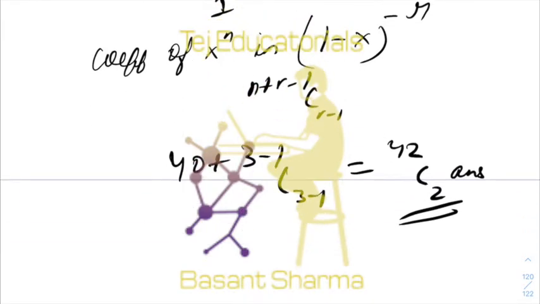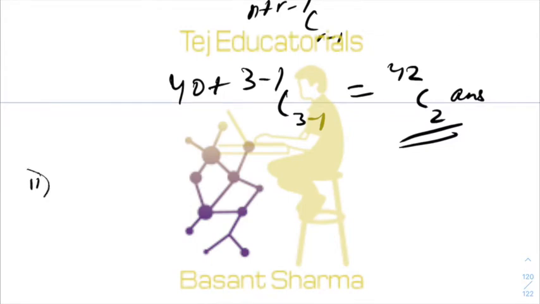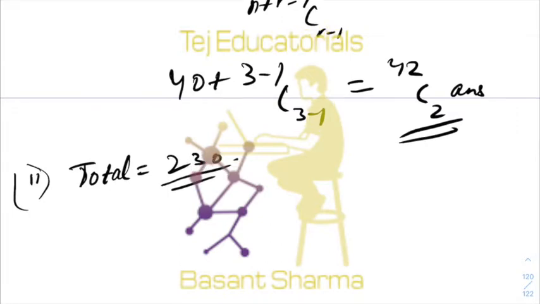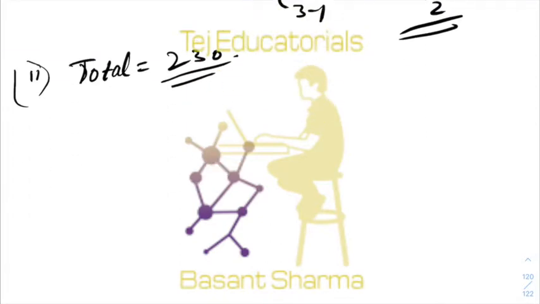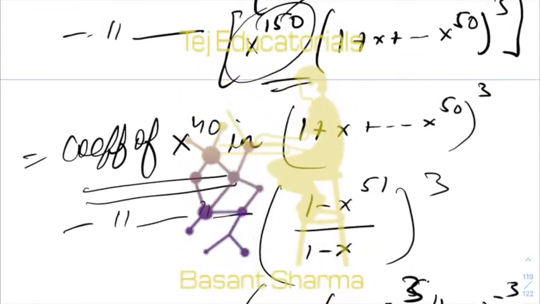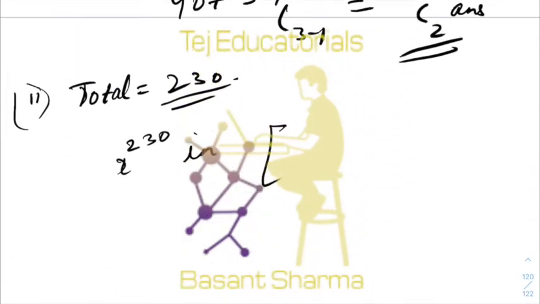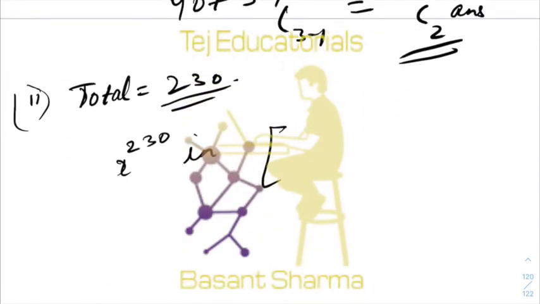Now if I say that the total marks obtained should be 230, then again the same process, you want the coefficient of x to the power 230 in the expansion of this. Some steps will be common. You can start from here.